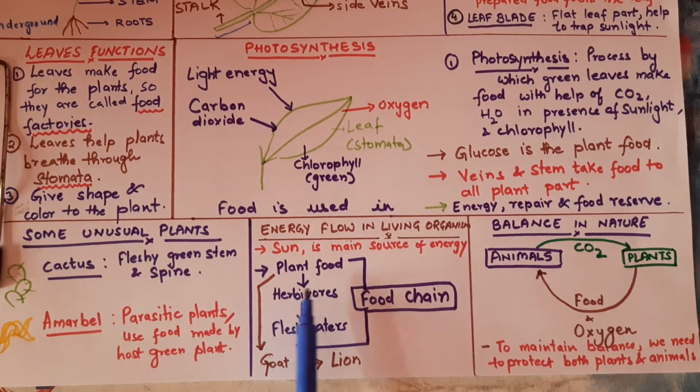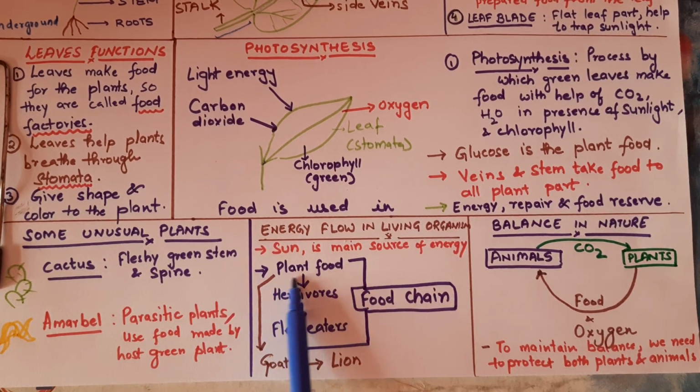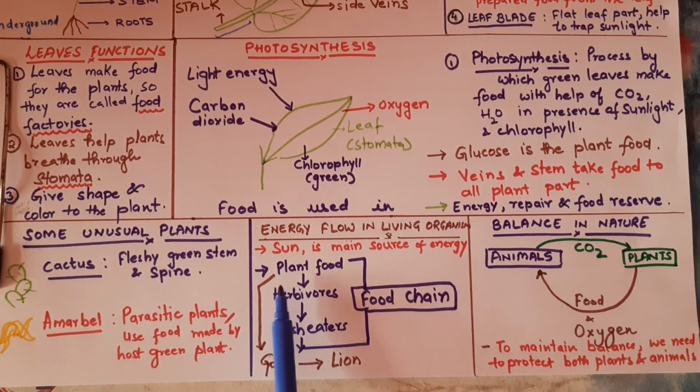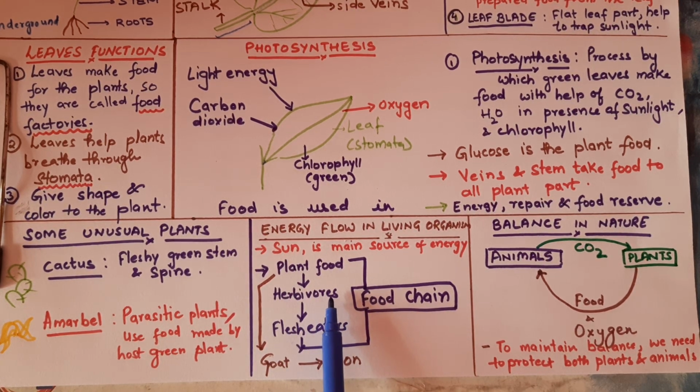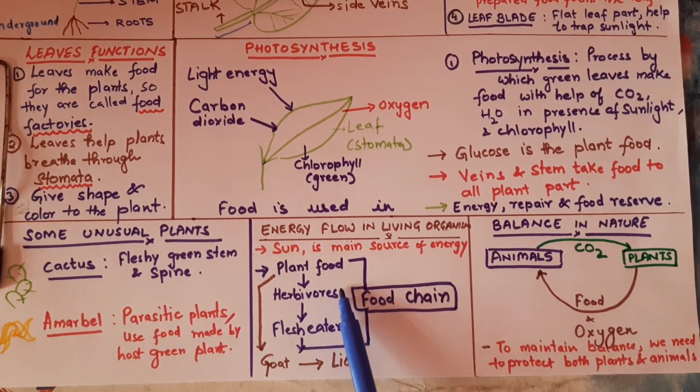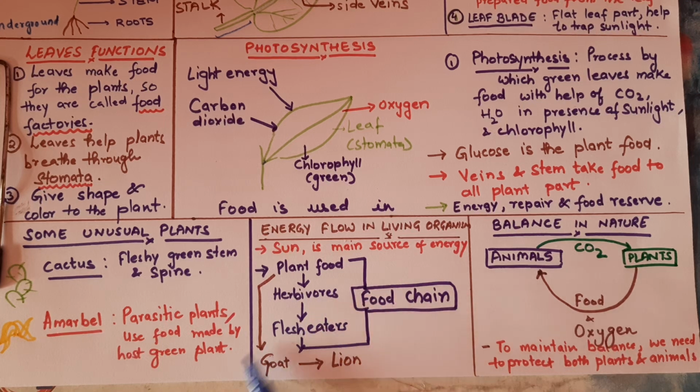Just imagine the importance of this energy flow. Suppose the plants do not make their own food and the photosynthesis process does not happen. Then what will happen? The herbivores like cow, goat, etc., and including humans, we also consume plant food, right? The pulses, the leaves, the fruits. So we will not have any food to eat. Eventually herbivores will die. If herbivores die, then what will the flesh eaters eat? So the whole cycle or chain will get disturbed.